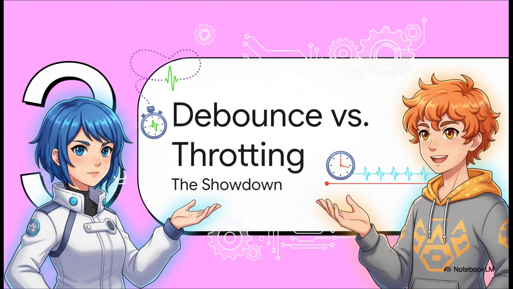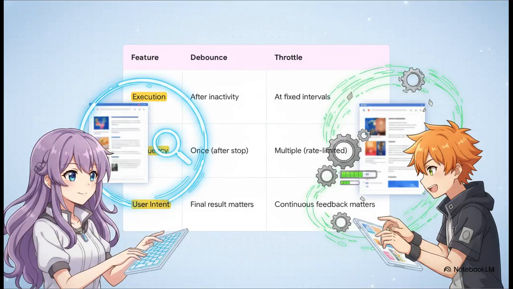All right, we've met the waiter and we've met the bouncer. Now it's time to put them side by side for the final showdown. This is where we really lock in the difference and figure out which one you need for your specific problem. This table really nails it. First up, execution. Debounce waits for you to stop, throttle runs at a fixed beat. That means the frequency is different too. Debounce runs only once, after everything's done, while throttle can run many times, just at a slower rate.